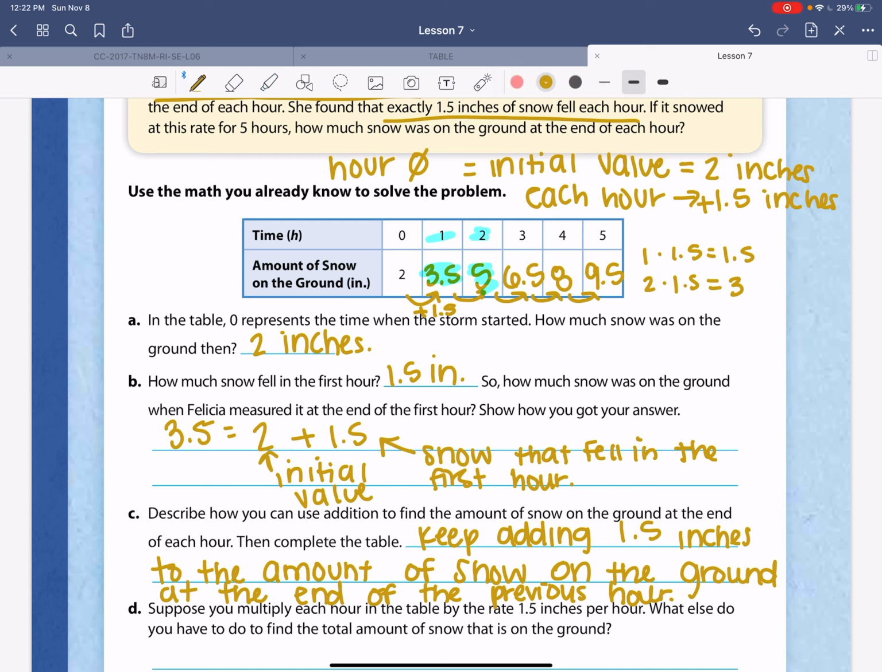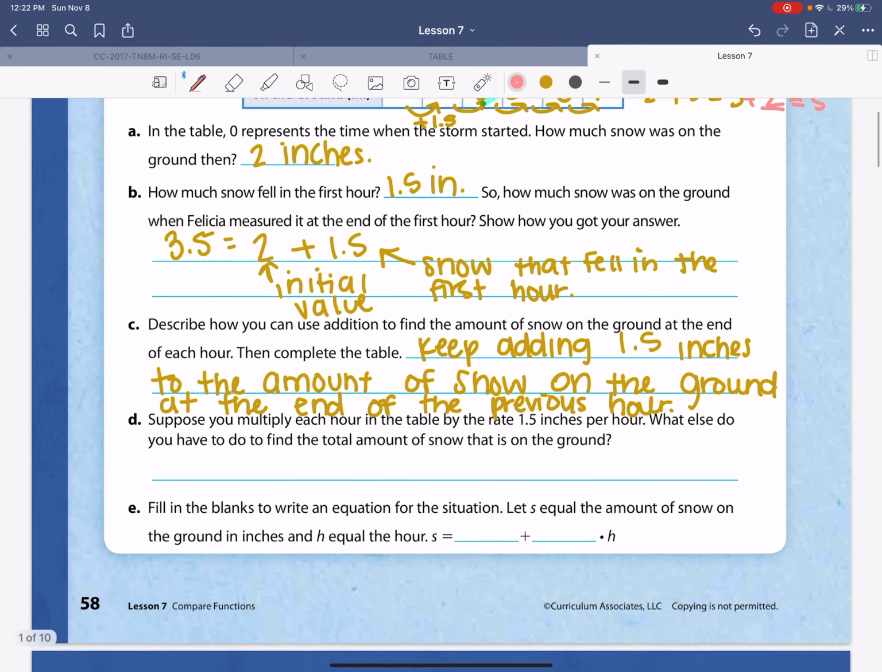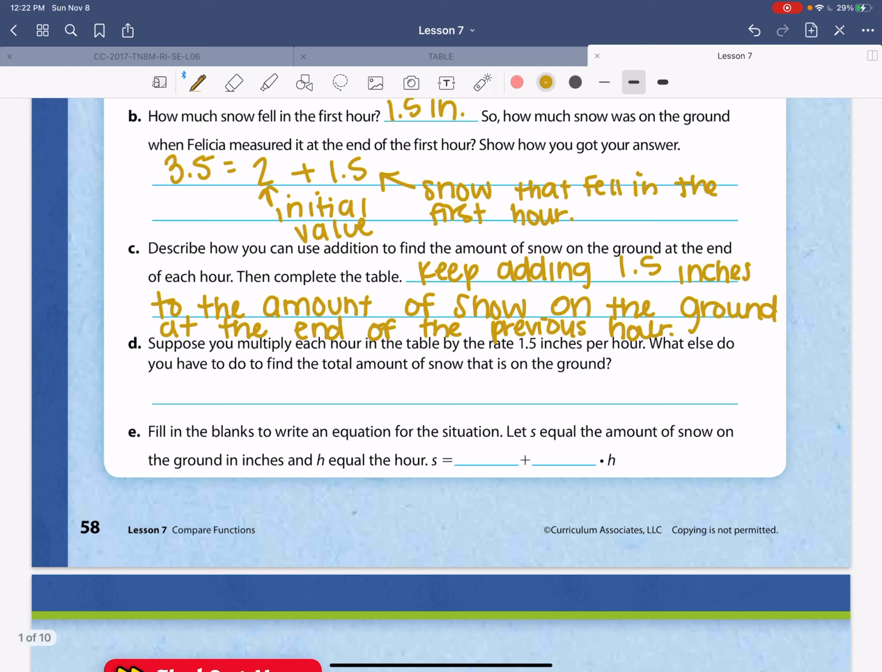Well, it's really easy to say, how do I get from 3 to 5? Well, 3 plus what is going to equal that? And 1.5 plus what is going to equal 3.5? And I find that my answer for both would be I needed to add 2 to both of those once I multiply the number of hours by 1.5. So that's my solution for D, that I'm going to add the 2 inches of snow. That's where my 2 came from, that were already on the ground.